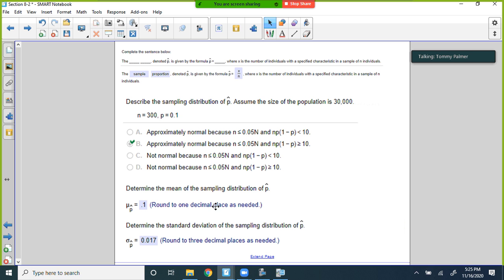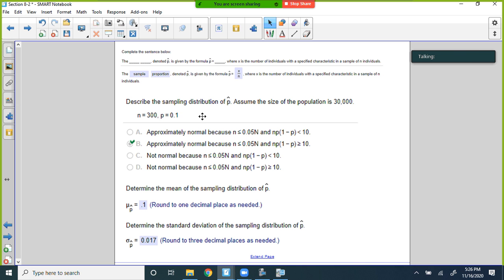Now, let's go look at some homework. The first one we look at is a fill in the blank. The sample proportion, denoted p-hat, is given by the formula p-hat equals x over n, where x is the number of individuals with a specified characteristic in a sample of n. So really it's just drop down, plug in.